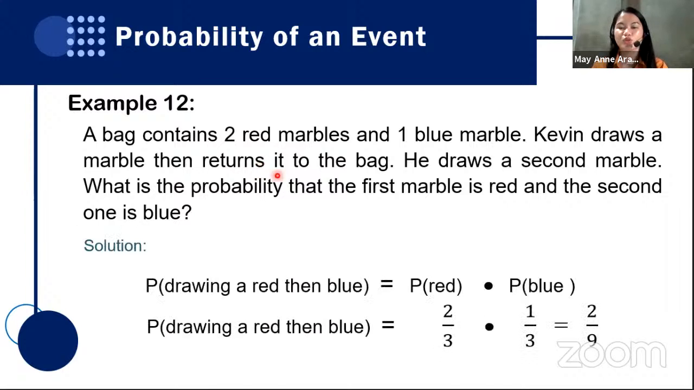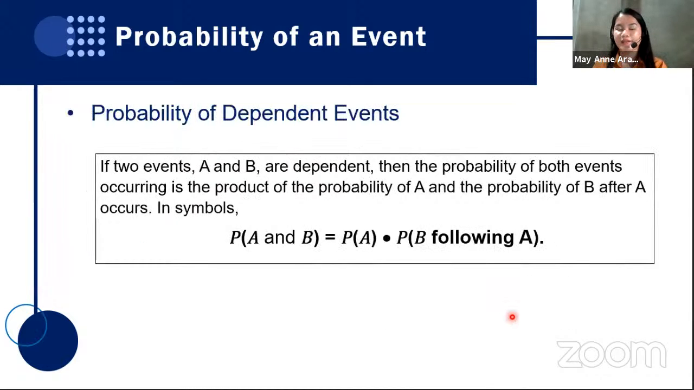So for the solution, you just need to multiply the probabilities. How many marbles are there? A total. It's always the denominator. And for the red, how many marbles are red? So you have 2. 2/3 times 1/3. That is 2 over 9.